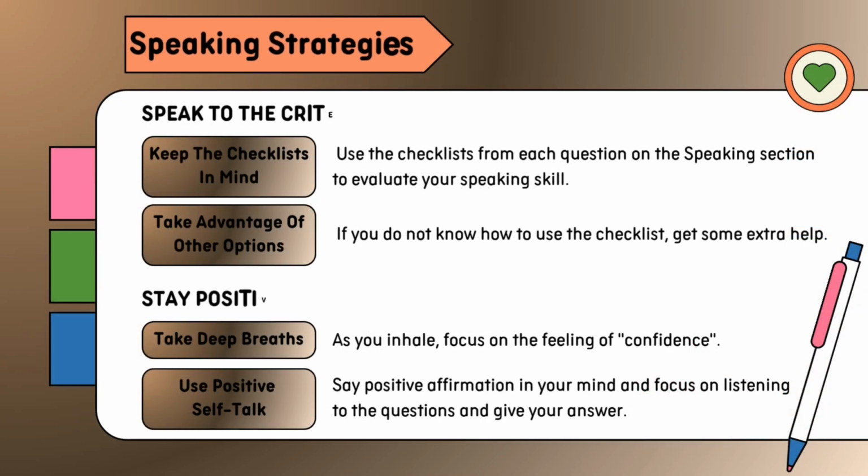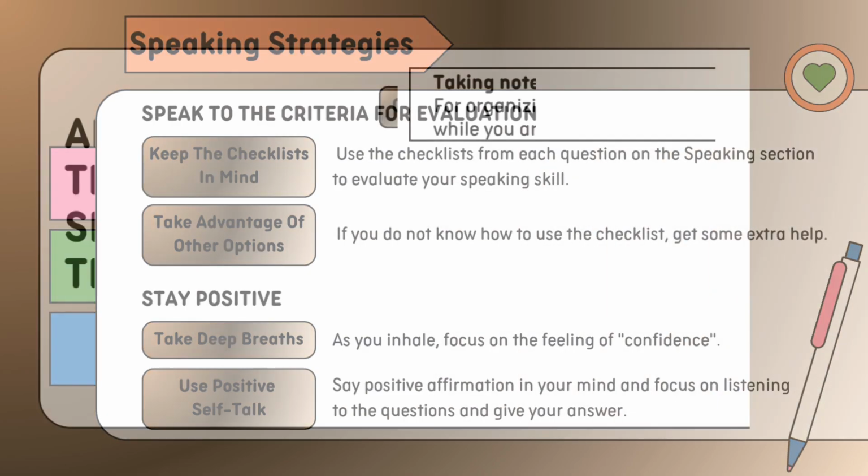Speak to the criteria for evaluation. Use the checklist for each question on the speaking section to evaluate your speaking, or get some extra help if you do not know how to use the checklist. Stay positive. Take some deep breaths before answering each question. As you inhale, feel the confidence. Say positive affirmations in your mind. Focus on listening to the questions and then delivering your response.